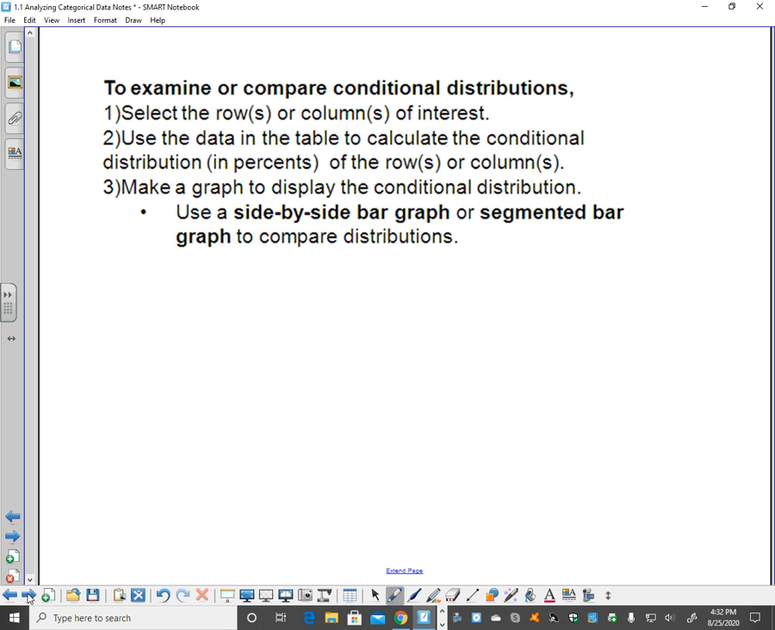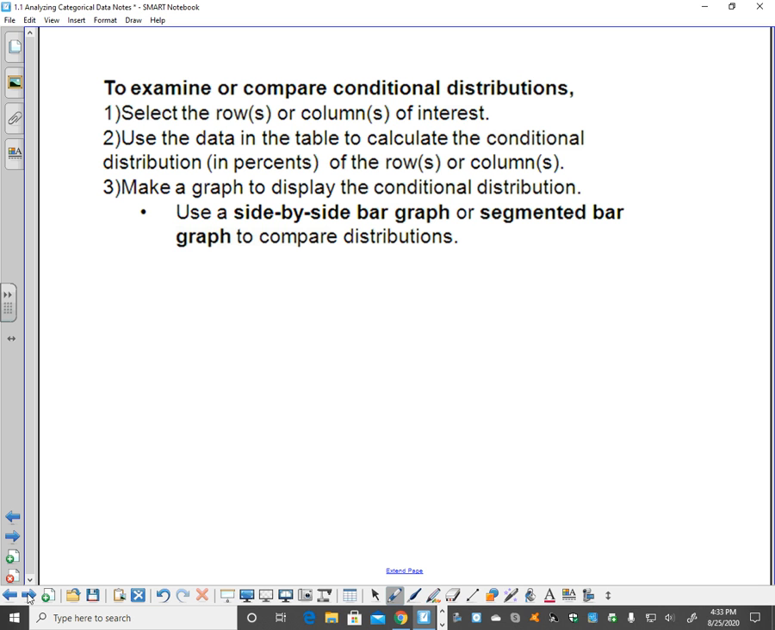To examine or compare conditional distributions: Number 1, select the rows or columns of interest. Use the data in the table to calculate the conditional distribution in percents of the rows and columns. Make a graph to display the conditional distribution. Use a side-by-side bar graph or a segmented bar graph to compare the two distributions.